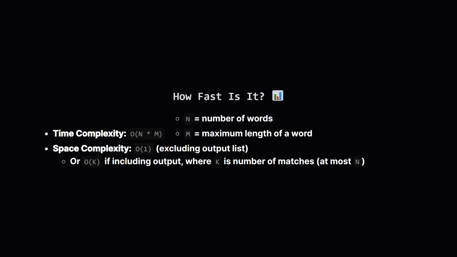Now for space, or memory. Besides the list that we eventually return, which contains our answers, our program doesn't use much extra memory. Just a few variables to keep track of things. So if we don't count the space taken by the output list itself, the additional space is very small, what we call big O of 1, or constant space. If we do consider the output list, it could, in the worst case, store n indices if every single word contains the character.